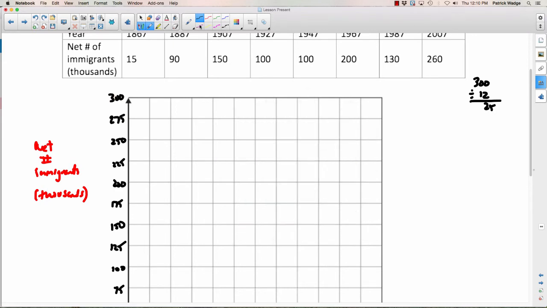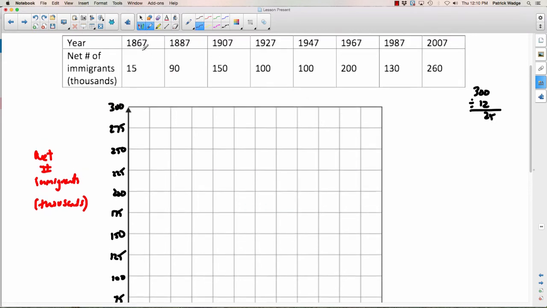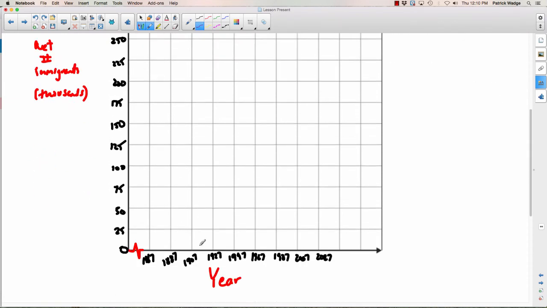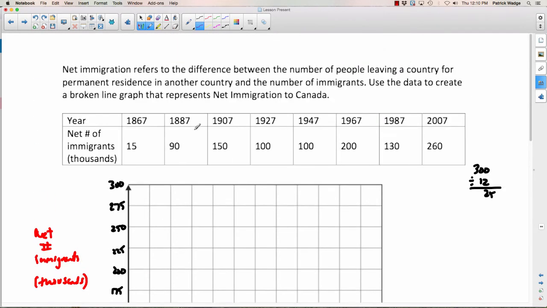Okay, it's time to graph our points. So in 1867, there were 15,000 immigrants. So the first point, I know it's hard to read 1867, terrible writing. 15,000, well, halfway would be 12 and a half, so it'd be a little bit higher. So about there. Doesn't have to be perfect, but do the best you can.